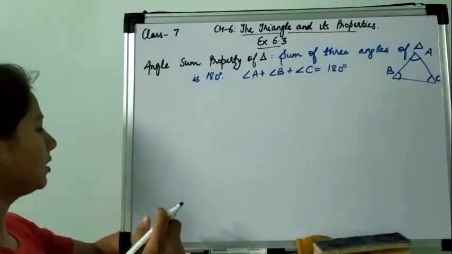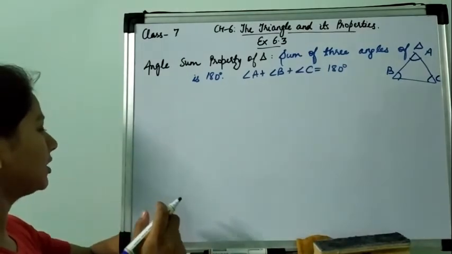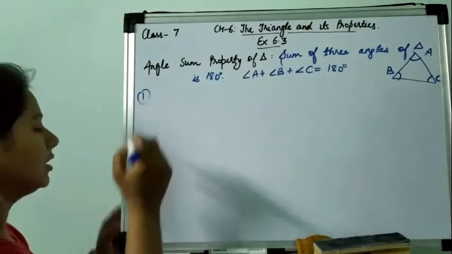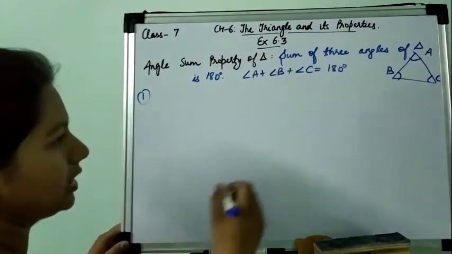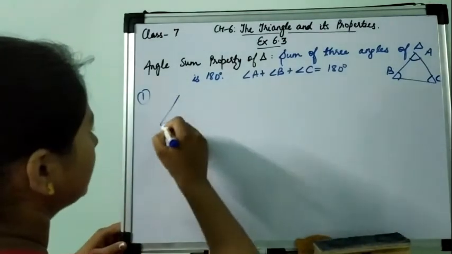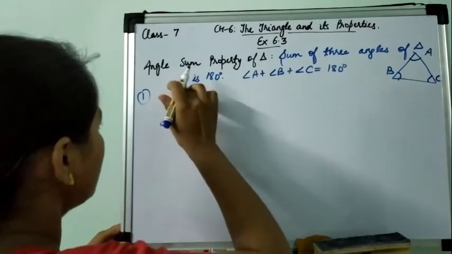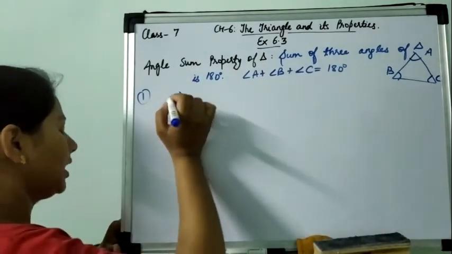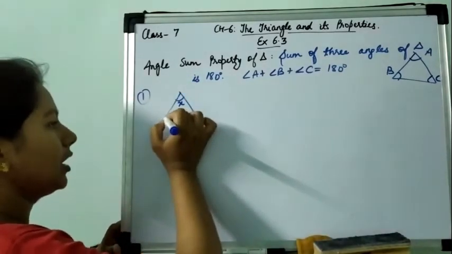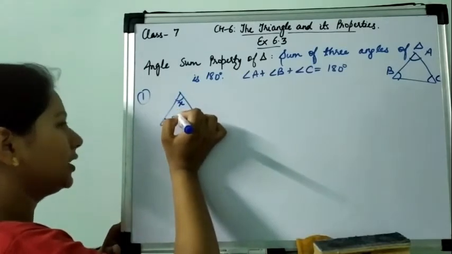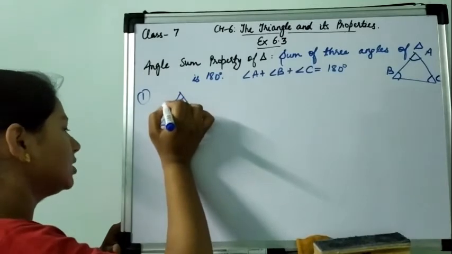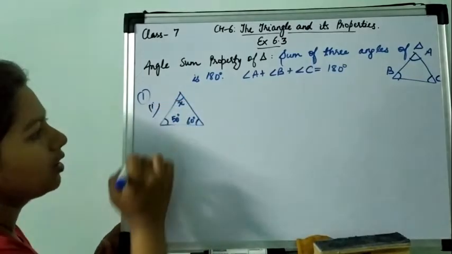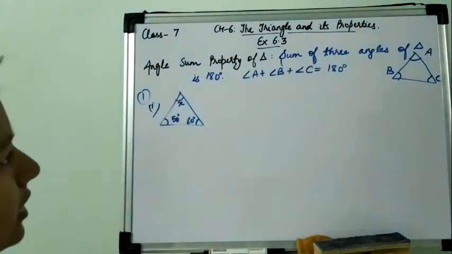Now we will start the first question of exercise 6.3. In question number 1, the question is: find the value of unknown x in the following figures. This is the figure made. In this, here I am having x, here it is 50 degrees and here it is 60 degrees. This is the first question, first part. We have to find the value of x.